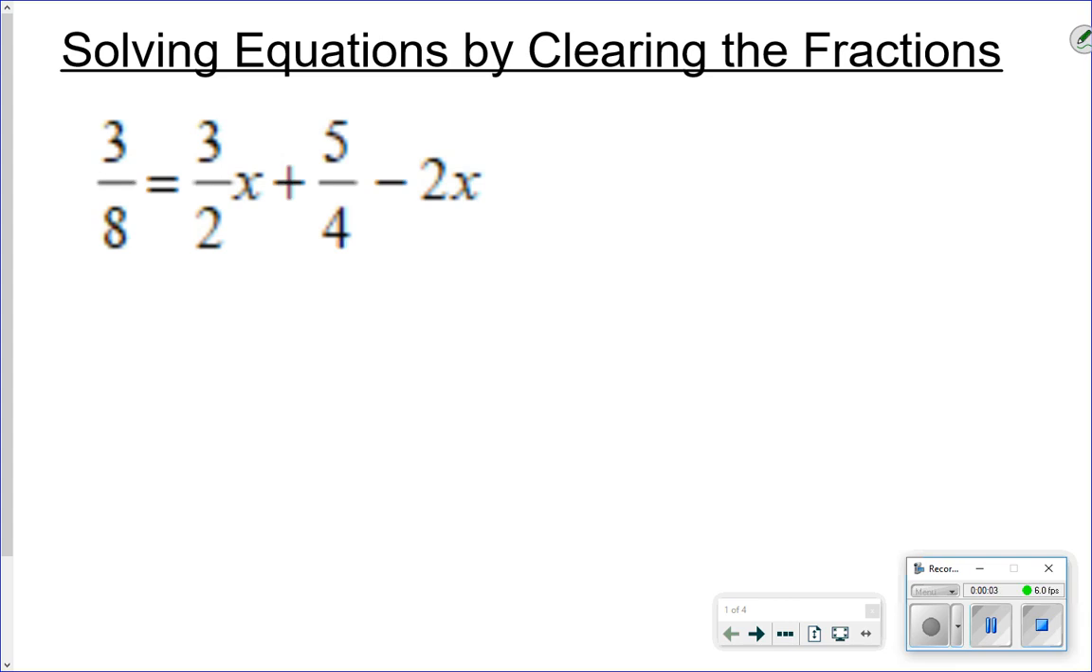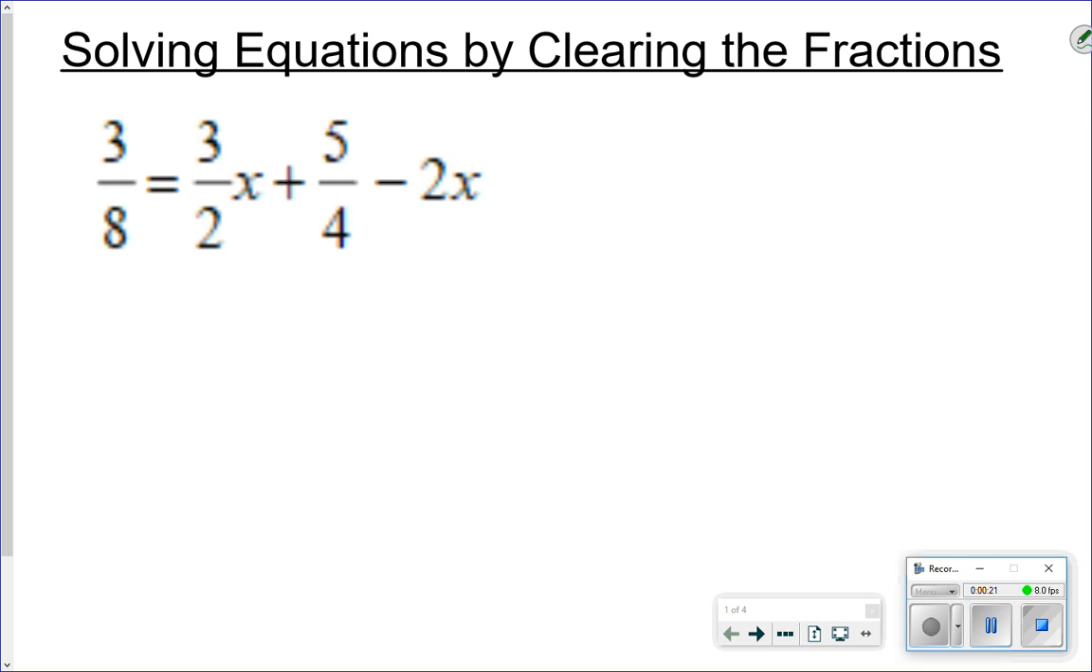Okay guys, today we are going to work on solving equations by clearing the fractions. What that means is we're going to have equations to solve for x, and they're going to contain fractions. We're going to use a method called clearing the fractions because it makes it a little bit simpler. Alright, so let's get started.